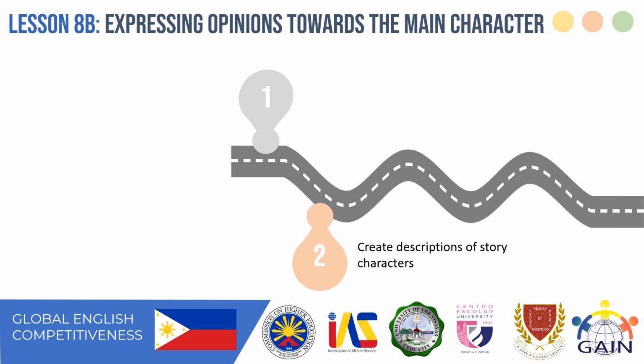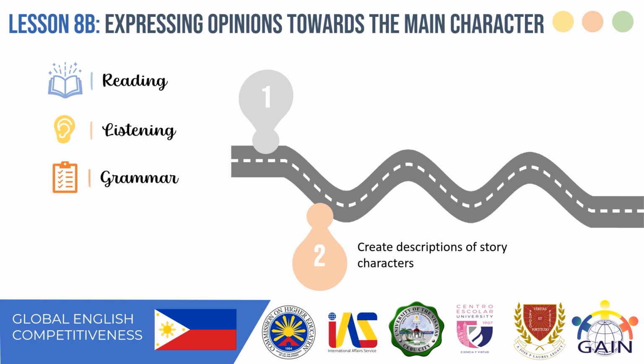And with that, we have covered our second can-do objective, which is to create descriptions of story characters. In this lesson, we read texts on expressing opinions on main characters. We listened to a conversation and gave impressions towards the main characters. We also talked about relative clauses and pronouns. You interacted in a dialogue and answered questions. Lastly, we practiced proper stress syllabication.